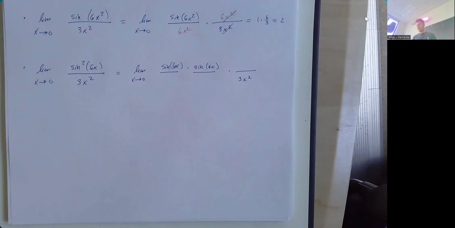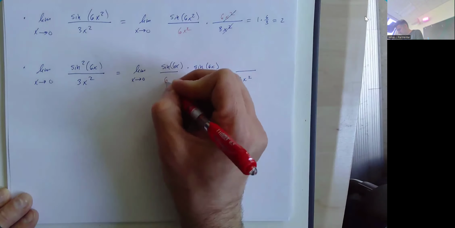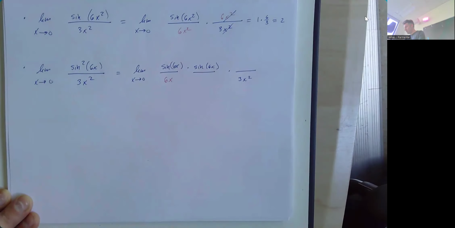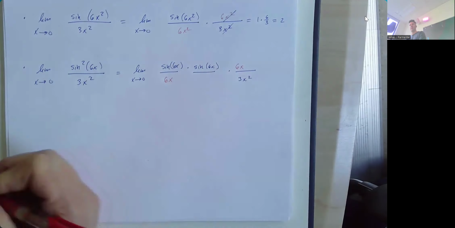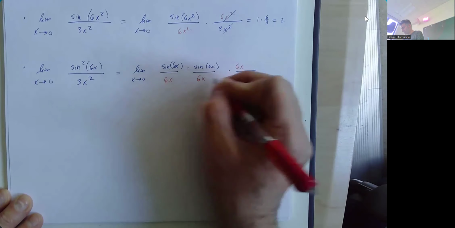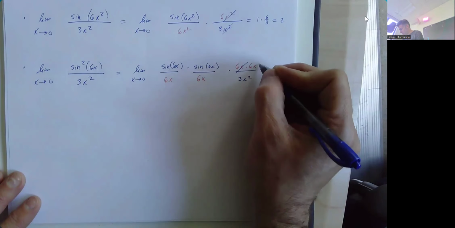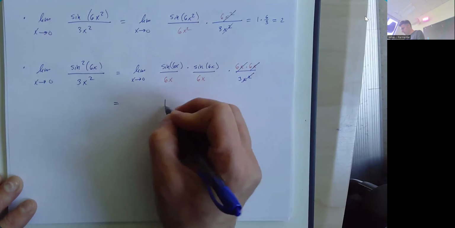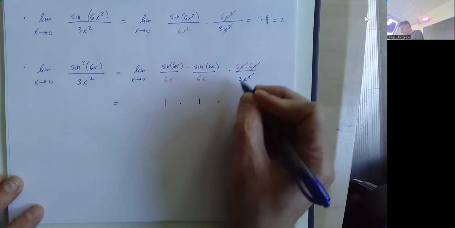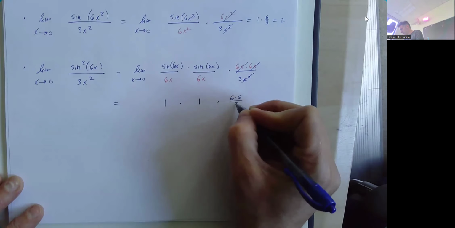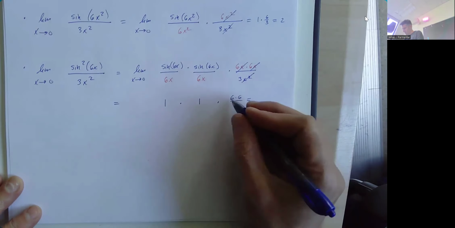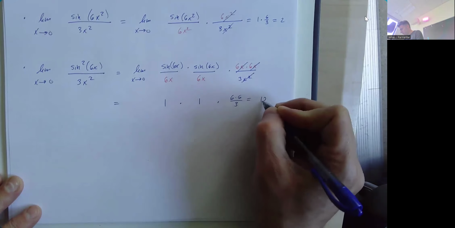And now, beneath each sine of 6x, I wish there was a 6x. There's a 6x down there. There needs to be a 6x up here. If there's another 6x down there, there needs to be another 6x up there. The x's do cancel. x times x is x squared divided by x squared. And so I end up getting 1 times 1 times 36 over 3, which is 12.